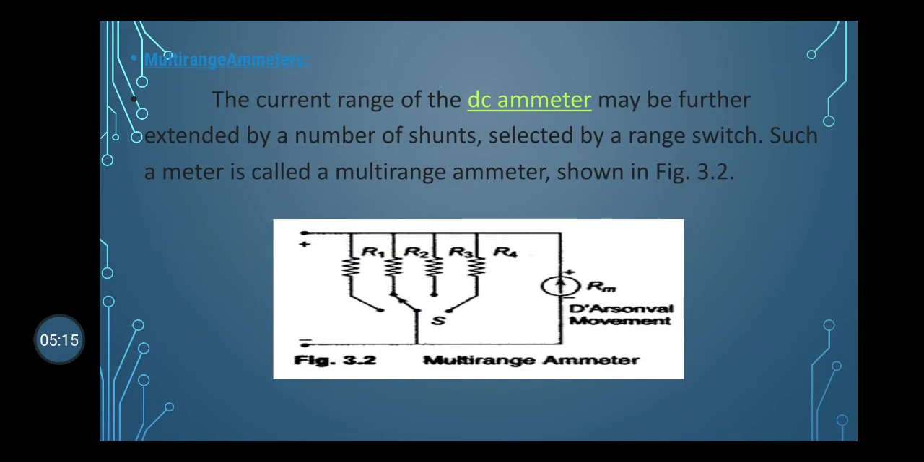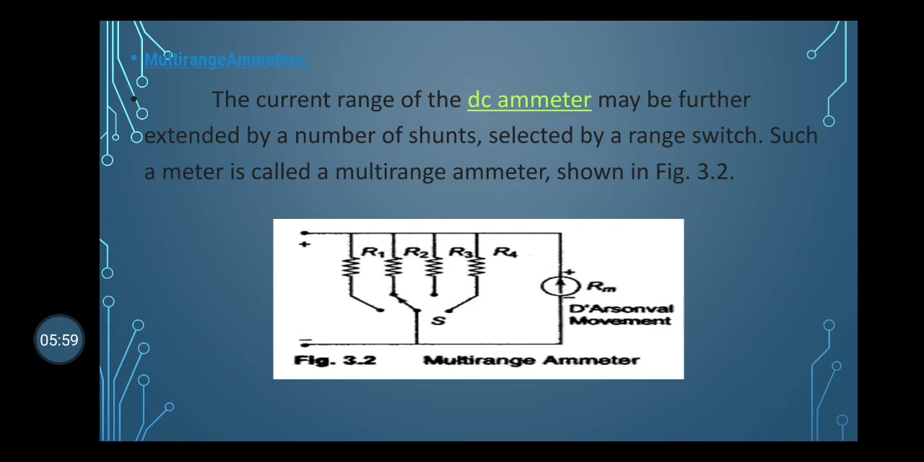Now here is the multi-range ammeter. With the multi-range ammeter, the expected value of current can be measured. As its name suggests, it is a multi-range ammeter. The one difference is that different values of resistances are connected through the selector switch, which means that to measure a particular amount of current, we have to connect the specific value of resistance by the selector switch.